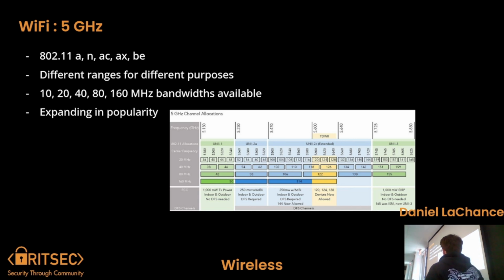Oh yeah, 5 gigahertz. So it's expanding in popularity. More places are using it now. You can transmit more data. It's like a Swiss Army knife.